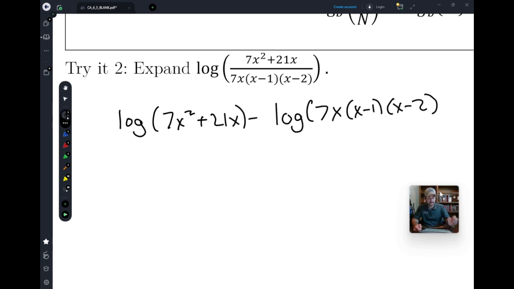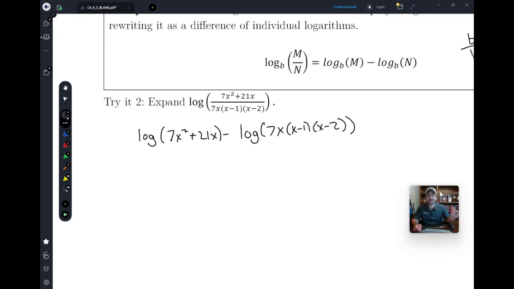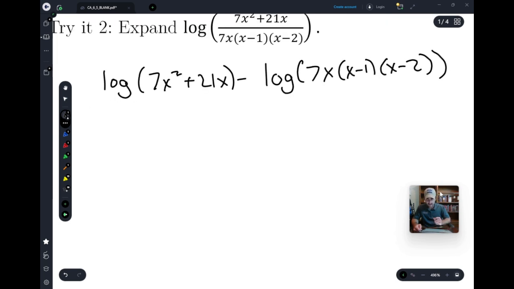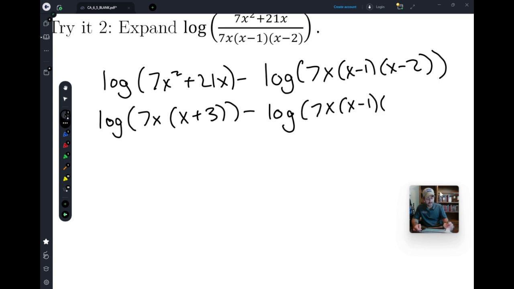x minus 2. You might be asking yourself, well, could we apply the multiplication rule that we just learned to the same problem? We absolutely could, and we could probably do a lot with it. Before we do that, though, I think I'm going to factor out some common terms right here and rewrite it as log of, I think we could pull out a 7x, parenthesis, x plus 3, minus, keep all the same minus there, 7x, x minus 1, x minus 2.